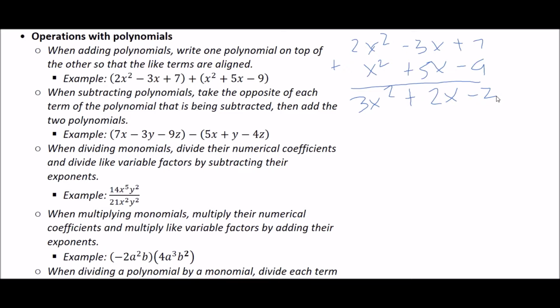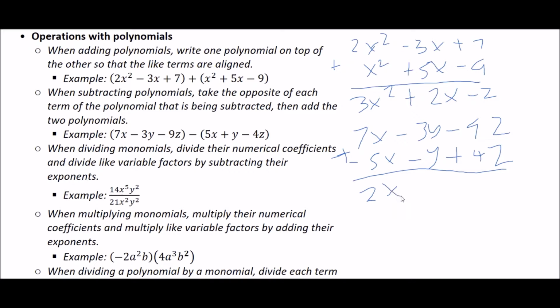Alright, next, when subtracting polynomials, take the opposite of each term of the polynomial that is being subtracted, then add the two polynomials. So here we'd have 7x minus 3y minus 9z. And we'll add that to the opposite, so it would be negative 5x minus y plus 4z. So here 7x minus 5x is 2x, minus 4y, minus 5z.